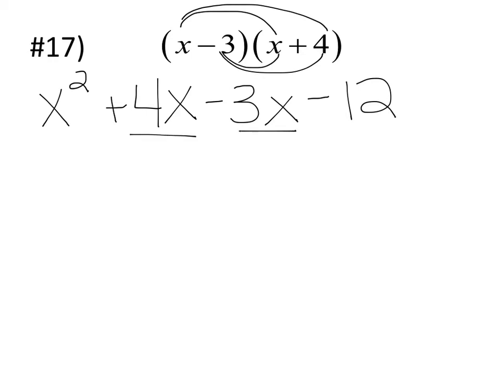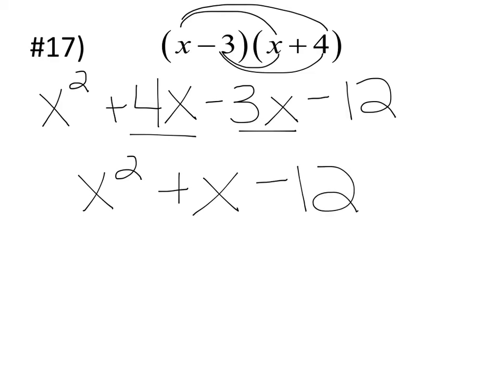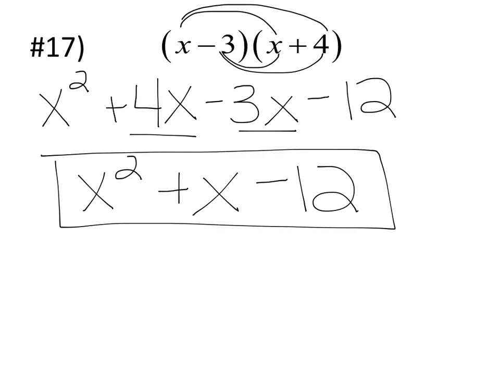Combine your like terms. It should always be the two middle terms when you're talking about multiplying two binomials together. So I've got x squared. 4x minus 3x is just positive x, just 1x. And then you bring down your minus 12, and that is your final answer. X squared plus x minus 12.